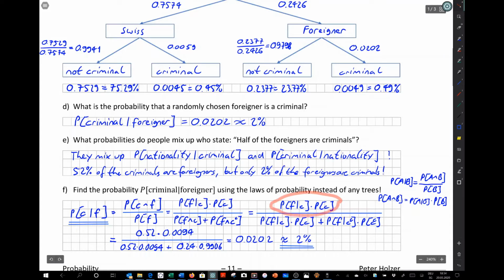This is how we found the probability of the leaf, foreigner and criminal. And in the end, to find this probability here, we divided this probability, so the probability of foreigner and criminal, with this probability up here, the probability of a foreigner.